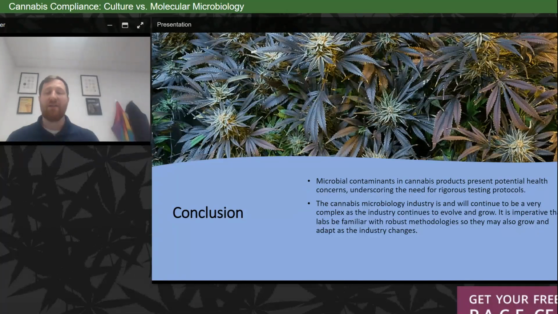The cannabis microbiology industry is and will continue to be a very complex industry. And as the industry continues to grow and evolve, more and more matrices are going to come to the market. So it's a challenge for compliance laboratories to understand these matrices, but ultimately to make sure that we're testing for them properly. It is imperative that labs be familiar with robust methodologies so that they can grow and adapt to this industry.